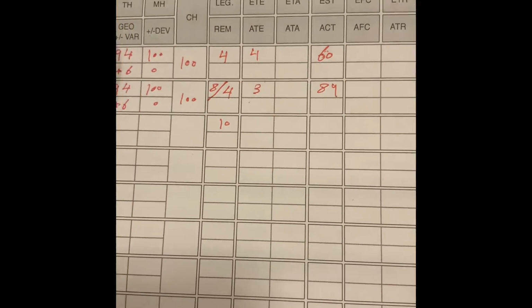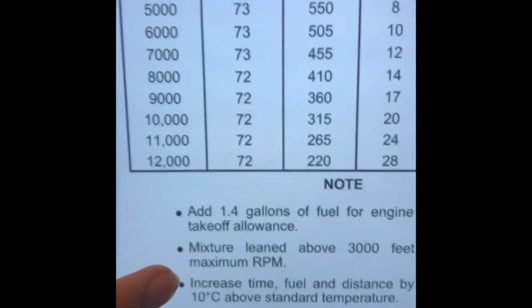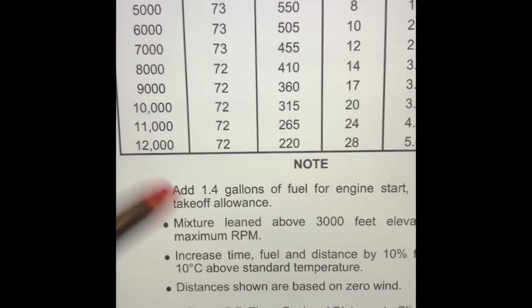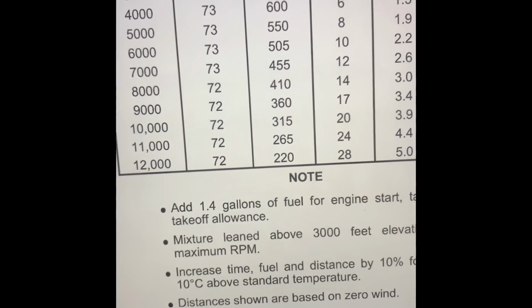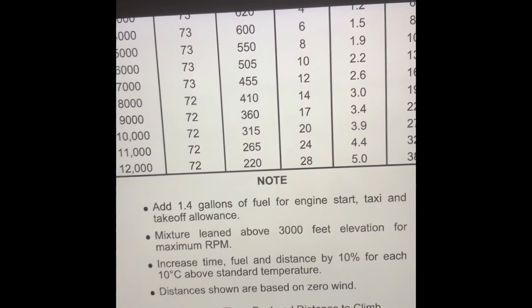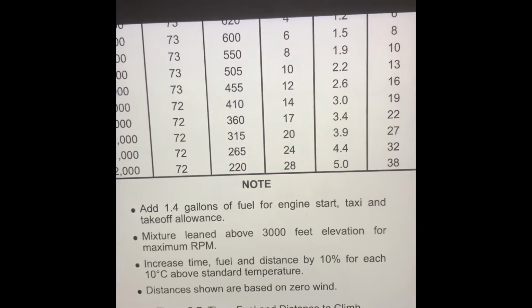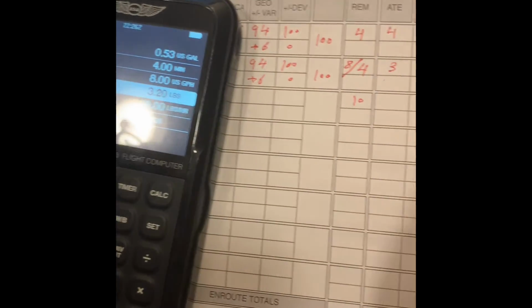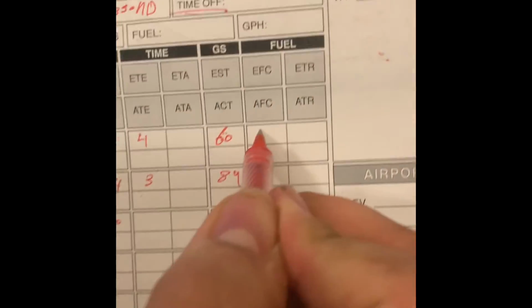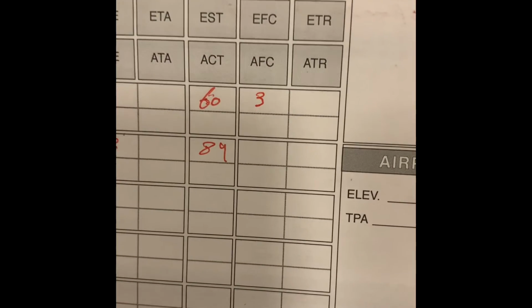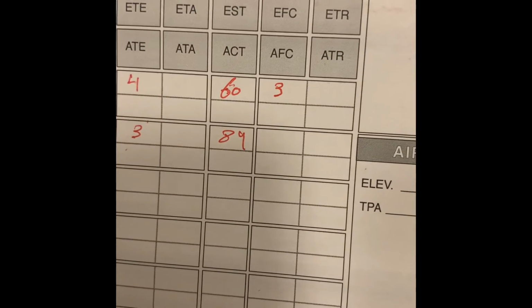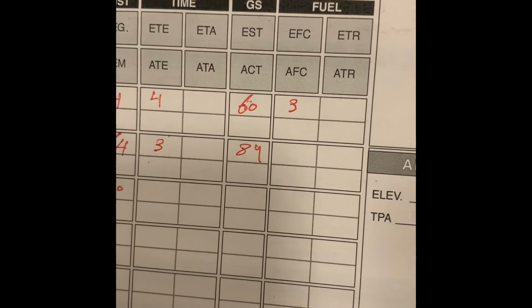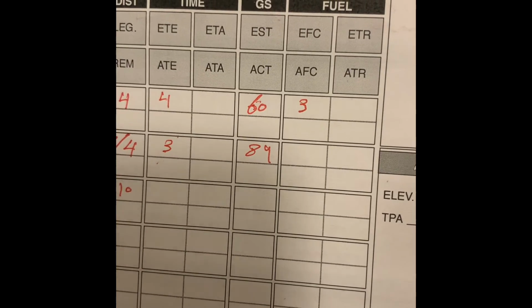If we're going to come back here and look at our notes, we need to add 1.54 gallon of fuel for engine run-up and taxi. Make sure you read all the notes. So we're going to put 1.4 plus 0.53. I always like to put more fuel, so we're going to put 3 gallons of fuel. I'm pretty sure we're not burning that much, but as I said, we like to be more conservative.